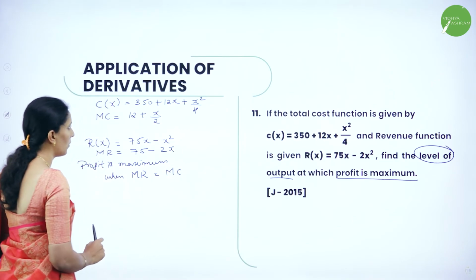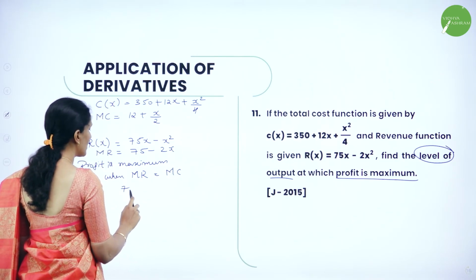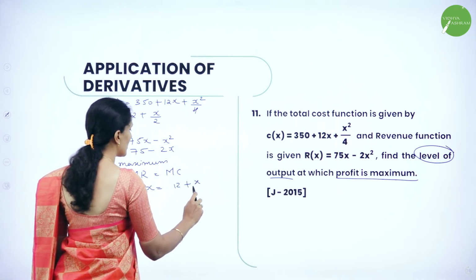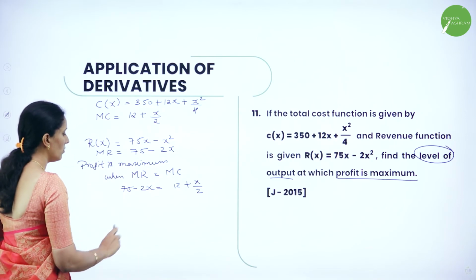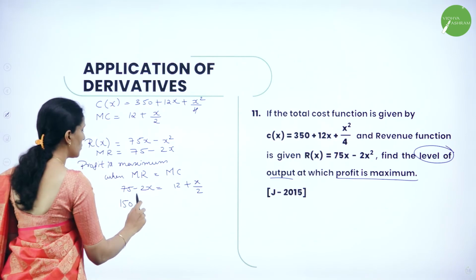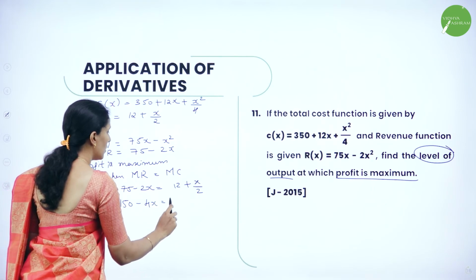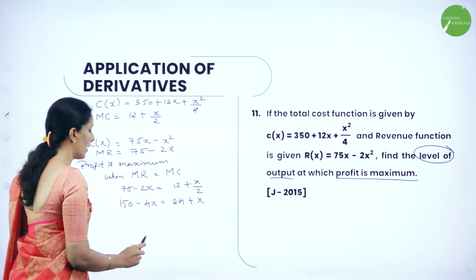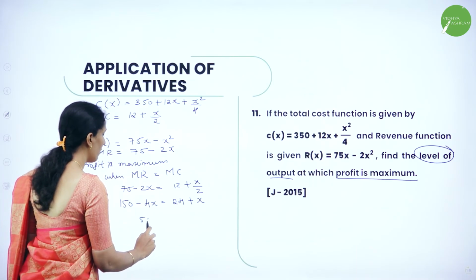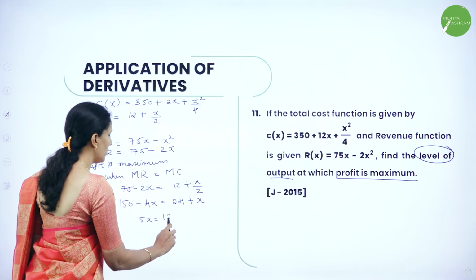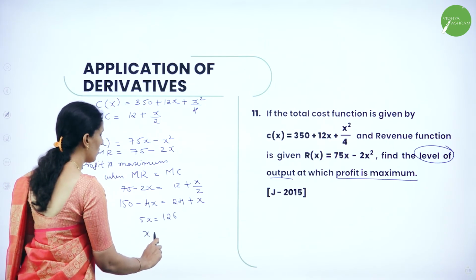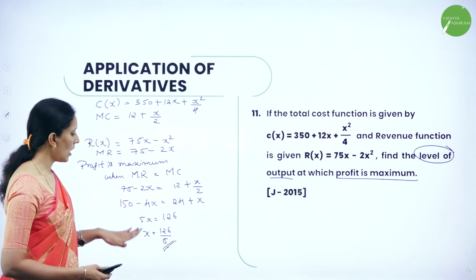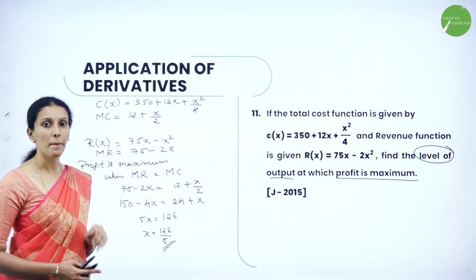Now equate both of them. Marginal revenue is 75 minus 2x, and marginal cost is 12 plus x divided by 2. Multiply by 2, so you will get 150 minus 4x is equal to 24 plus x. So you will get 5x is equal to 126, so x is equal to 126 by 5. This is the output where the profit is maximum.